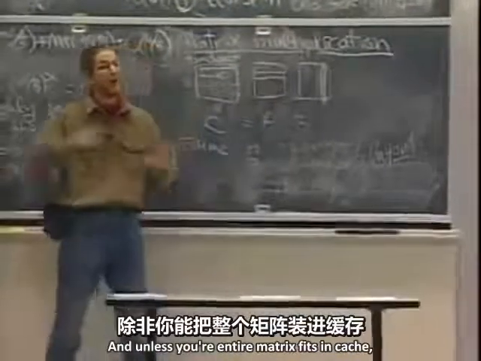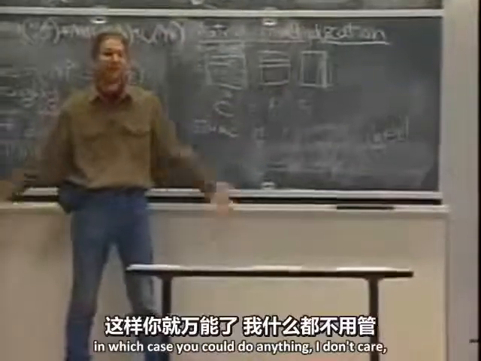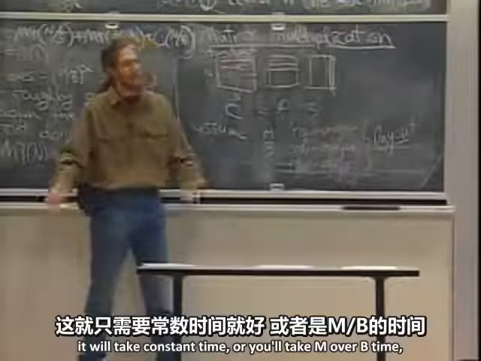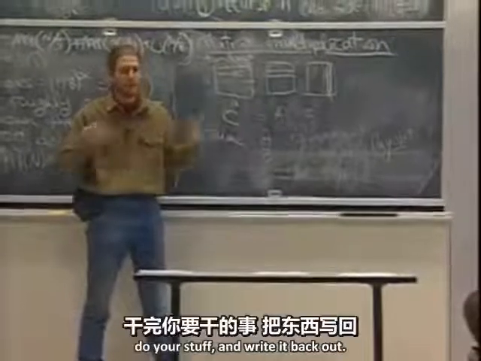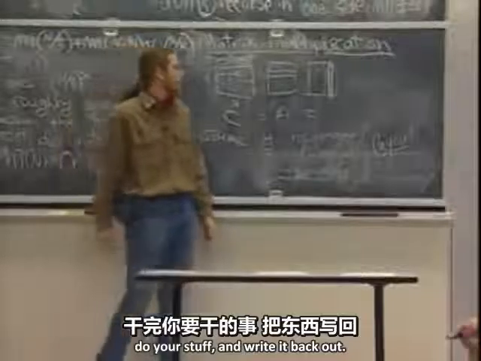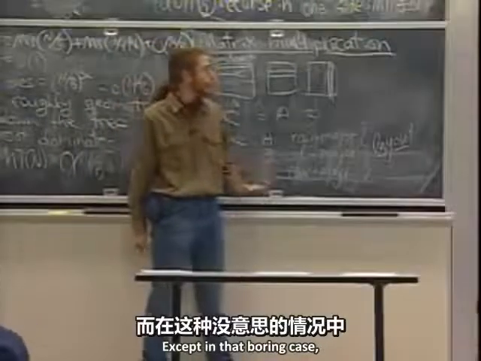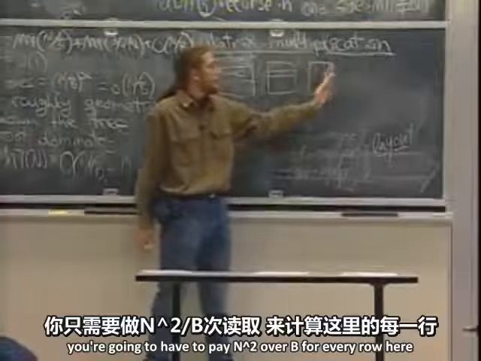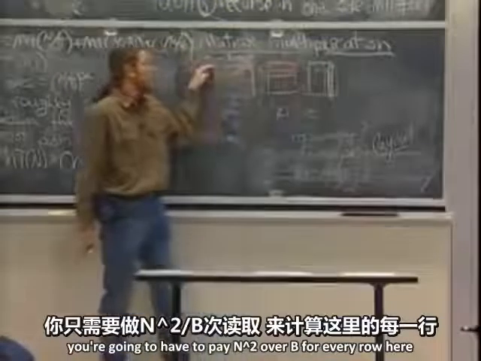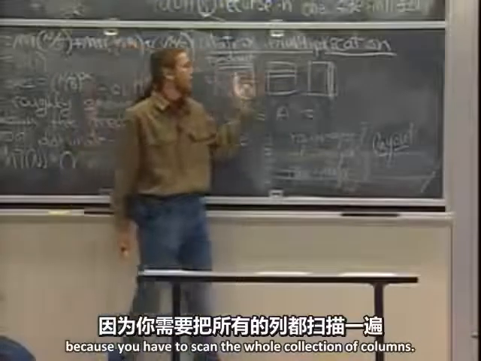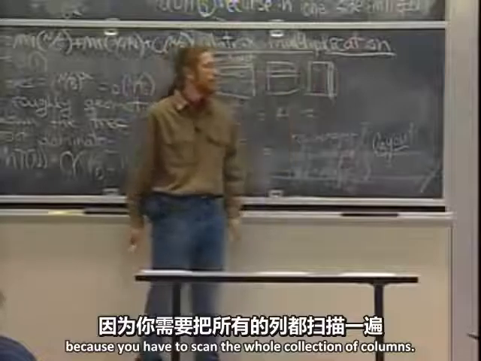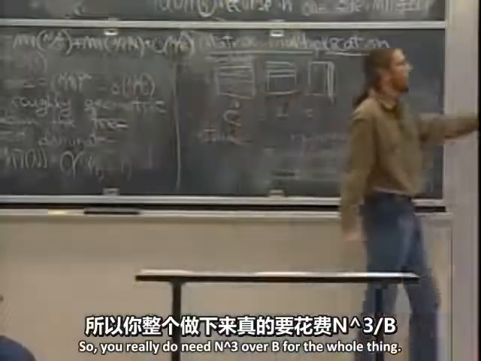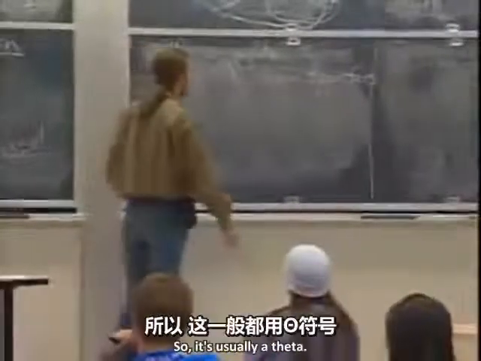And unless your entire matrix fits in cache, in which case you could do anything, it'll take constant time, or it'll take M over B time, enough to read it into the cache, do your stuff, and write it back out. Except in that boring case, you're going to have to pay n squared over B for every row here, because you have to scan the whole collection of columns. You have to read this entire matrix for every row over here. So you really do need n cubed over B for the whole thing. So it's usually a theta.